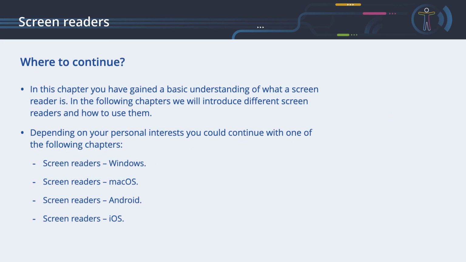Where to continue? In this chapter, you have gained a basic understanding of what a screen reader is. In the following chapters, we will introduce different screen readers and how to use them. Depending on your personal interests, you could continue with one of the following chapters: Screen readers Windows, Screen readers macOS, Screen readers Android, Screen readers iOS.